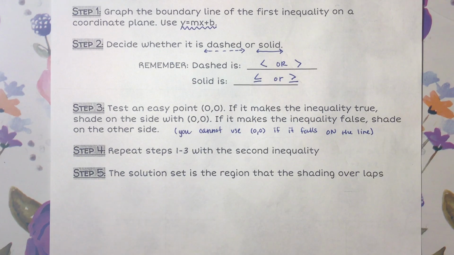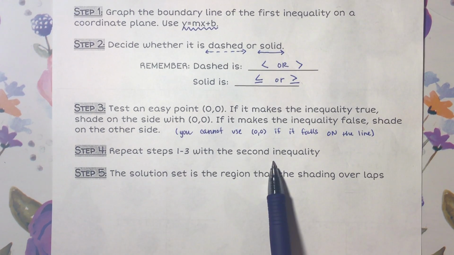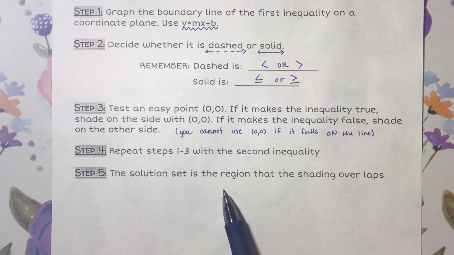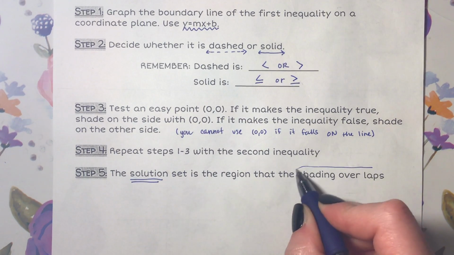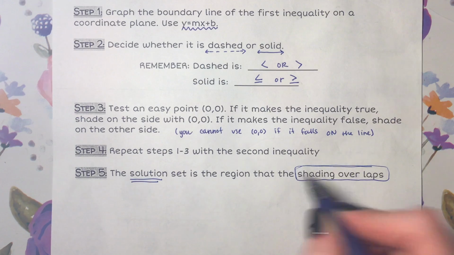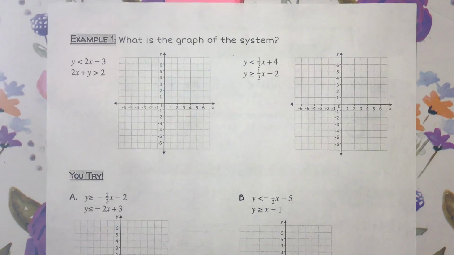So that was for the first inequality. Step 4 is you're going to repeat that, doing the second one. And finally, the solution or the answer is where the shading overlaps. And you're going to see what I mean by that on these examples on the next page. So let's flip this over and just jump right in.